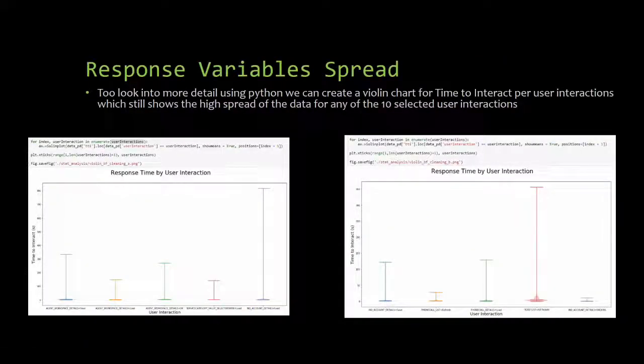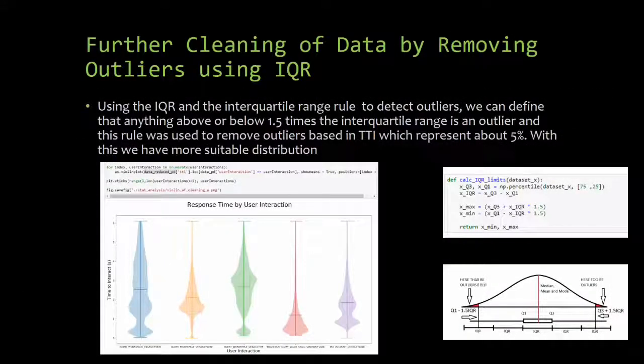Trying to alleviate that problem, let's use a violin chart for time to interact for each of the top 10 user interactions, still showing a high spread. Further data cleaning by removing outliers using IQR. Using the interquartile range rule to detect outliers, we define that anything above or below 1.5 times the interquartile range is an outlier. This rule was used to remove outliers based on TTI, which represent about 5% of the total data. With this, we have a more suitable distribution, as shown in these violin charts.